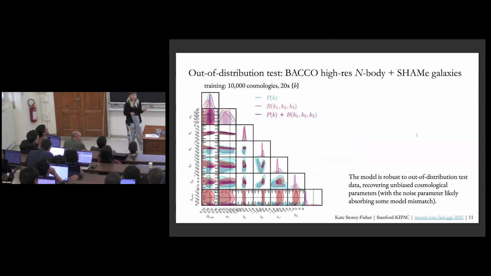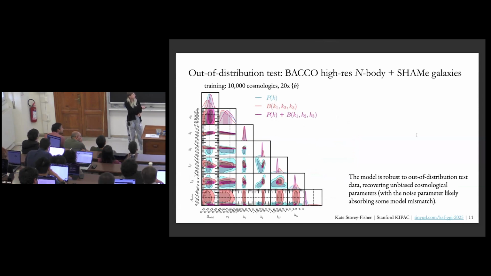All right, and very briefly, we perform an out of distribution test, which is really key. So instead of just testing on the same forward model, we test on a mock set that was built with a high resolution n-body simulation and populated with subhalo abundance matching galaxies. So totally different model of how galaxies might populate dark matter. And we end up with unbiased constraints on cosmology up here.